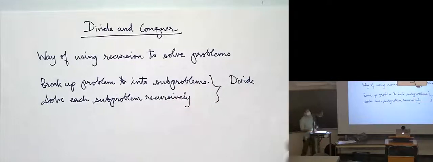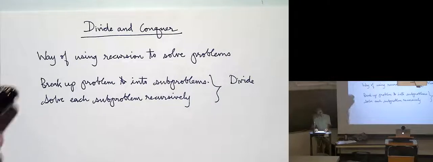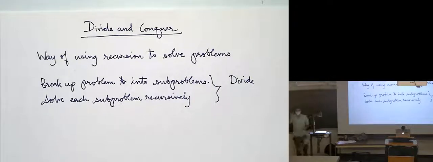Many students, and indeed anyone who sees this for the first time, think there's something circular in this reasoning. How can you solve a sub-problem recursively when you don't even know how to solve the problem? Somehow it seems absurd that one can even use this.